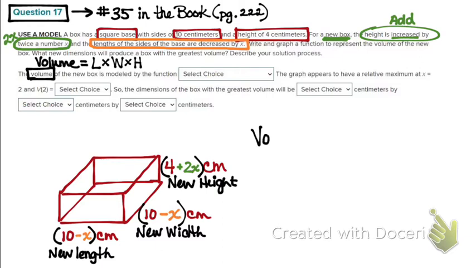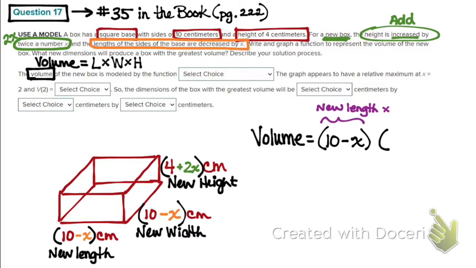So my volume: what is the length of this box? The new length. I drew it on my picture. What did I say the new length was? 10 minus x. It started off as 10. For the new length, they're going to subtract x from that. So 10 minus x. There's my new length, times the width. What's the width? 10 minus x again.